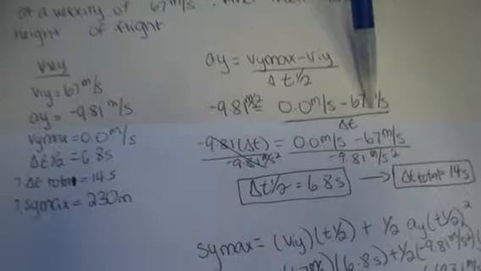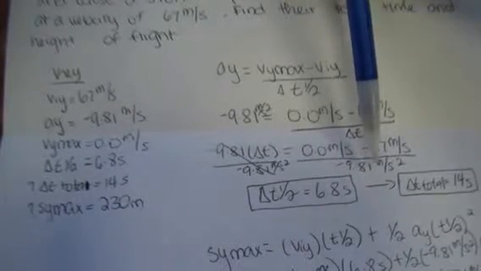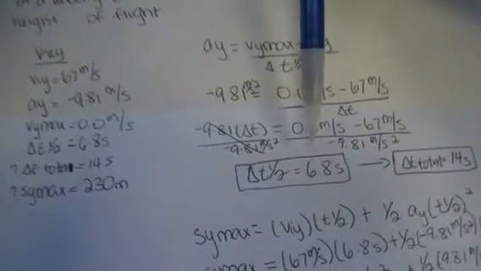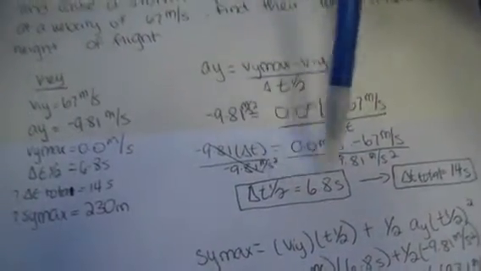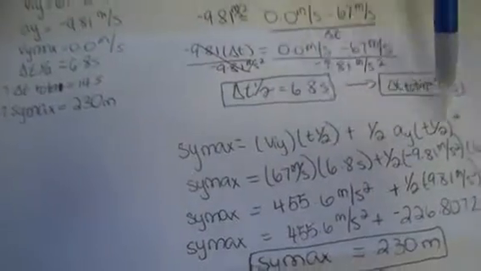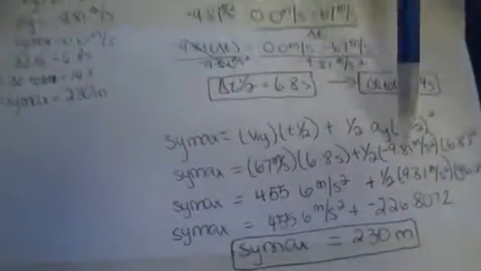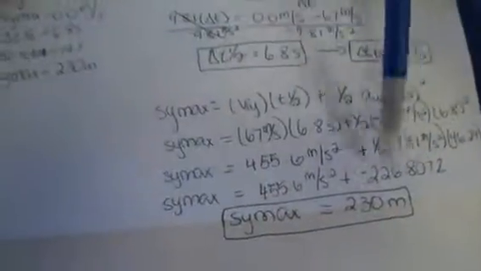First, you will use the formula AY equals VY max minus VIY over delta T1 half. Once you plug in all the numbers and solve for T1 half, you will get 6.8 seconds, which means your total time equals 14 seconds. Next, you will use the formula SY max equals VIY times T1 half plus 1 half AY T1 half squared. Once you plug in these numbers, you will get a total answer of 230 meters for your SY max.